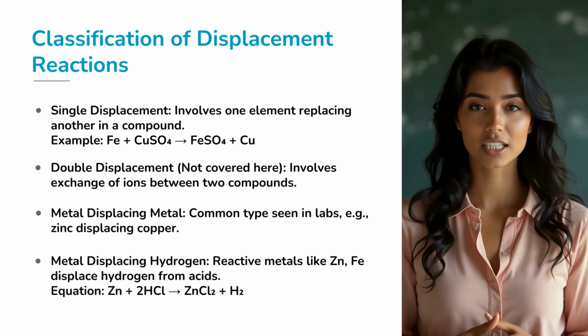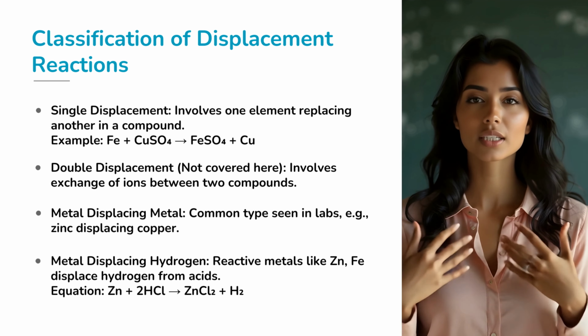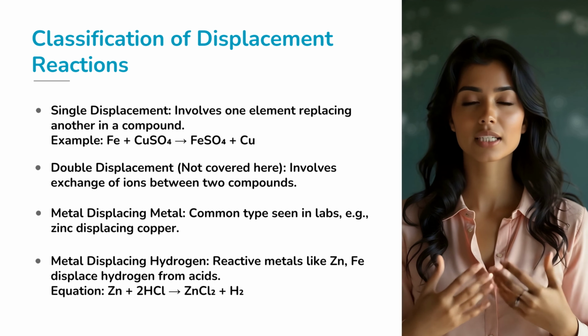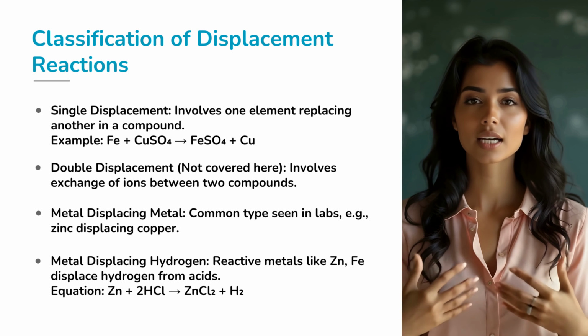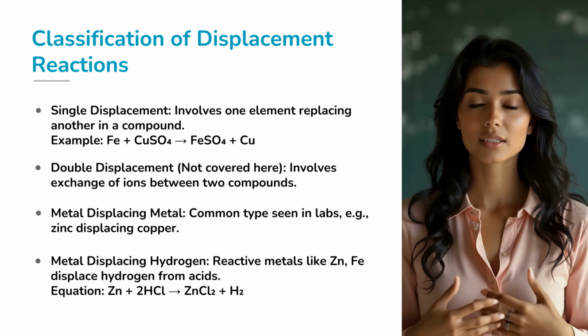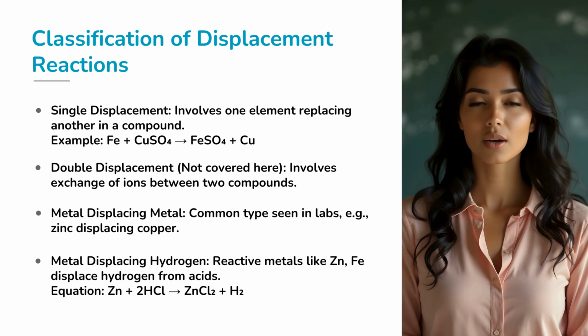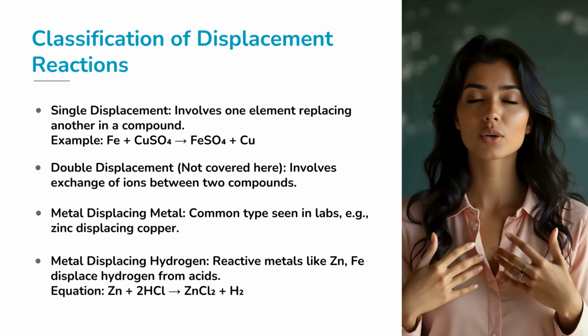There are different shades to displacement reactions. The most common one you'll encounter is a single displacement reaction, where one element replaces another in a compound. A classic example is iron reacting with copper sulfate. Iron replaces copper and forms iron sulfate, written as Fe plus CuSO4 gives FeSO4 plus Cu.